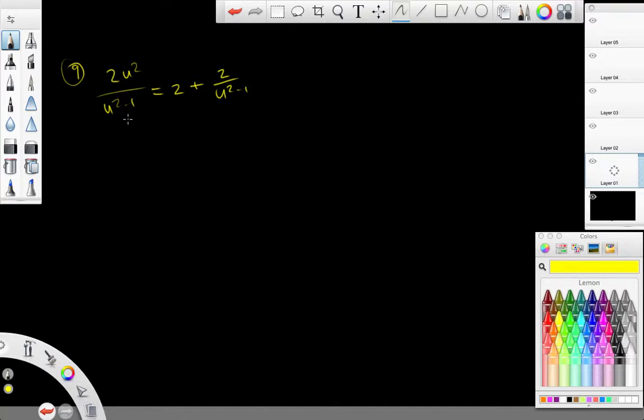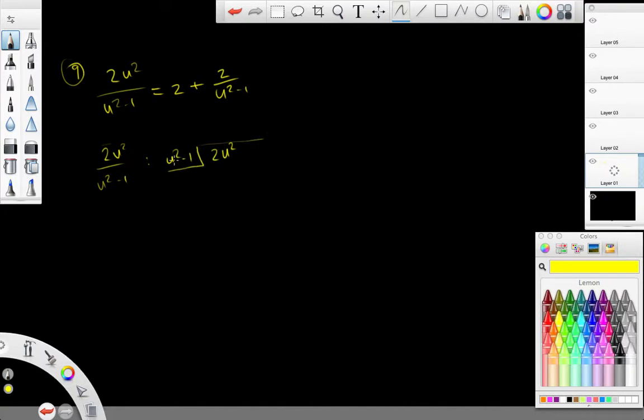So the first point is to notice that the power here and the highest power on the bottom are the same, so we can divide that in. Right, we're going to do 2u squared divided by u squared minus 1, like so.